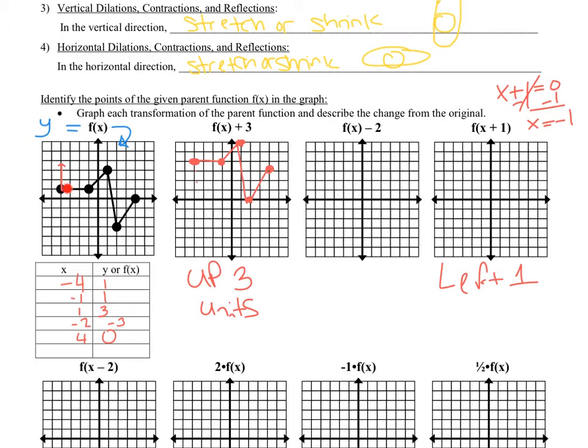So every single point on this graph is going to be moving left 1. So that means that this point here is going to move left 1, this is going to move left 1, left 1, left 1, and left 1. So I'm going to move every single point. So -4, 1 is going to become -5, 1. -1, 1 is going to become -2, 1. 1, 3 is going to become 0, 3. -2, -3 is going to become -1, -3. And then 4, 0 is going to become 3, 0. Okay. Boom. All right.